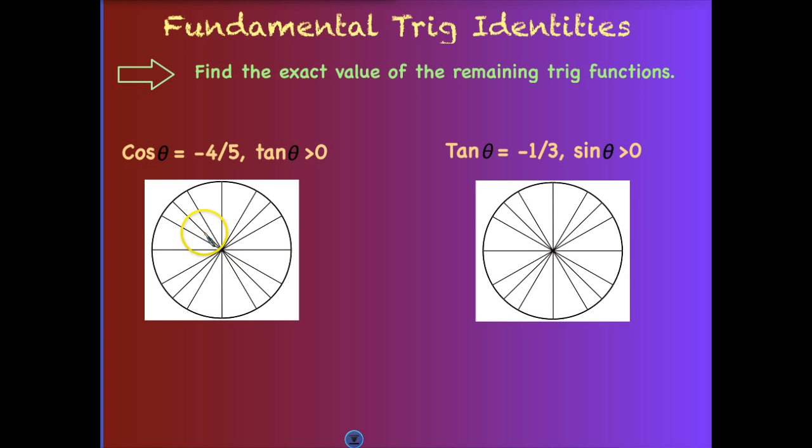Now let's go ahead and apply that to some problems. So what if we have a cosine of theta of -4/5? We want to find the exact value of the remaining trig functions. Well, we know that cosine can be negative in quadrants 2 or 3. So we have an extra piece of information to help us to draw this triangle. We know then the tangent theta has to be greater than 0, and we know that only occurs down here in quadrant 4. So the cosine of theta equal -4/5 means that theta is down here in quadrant 4.